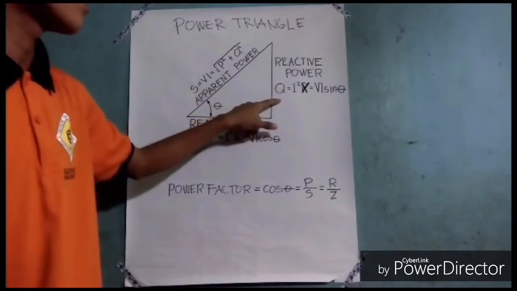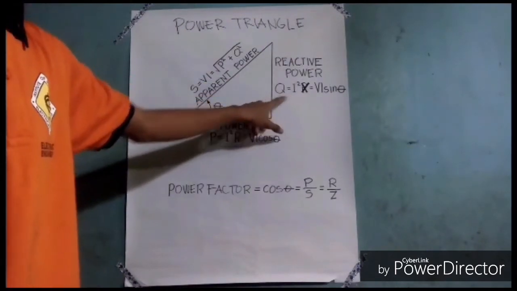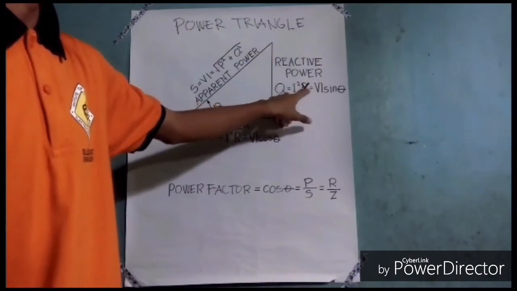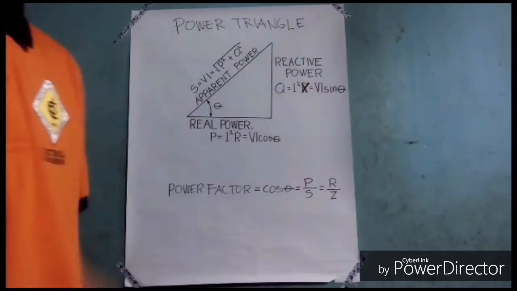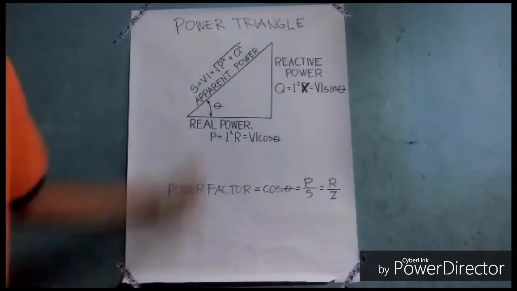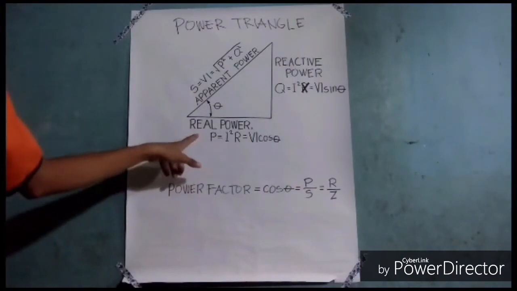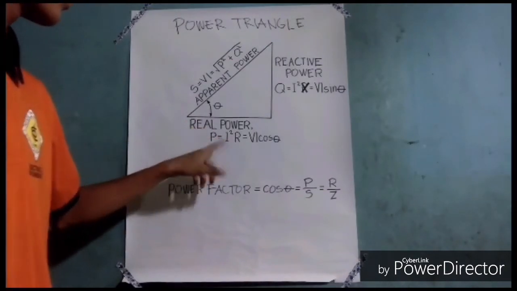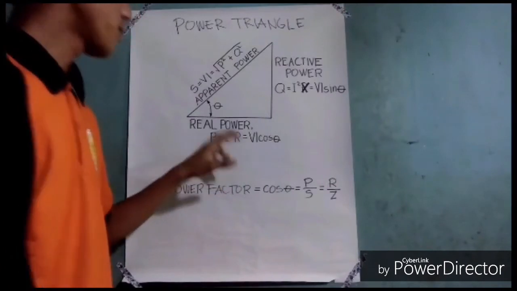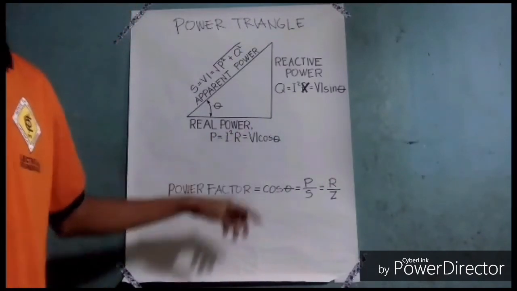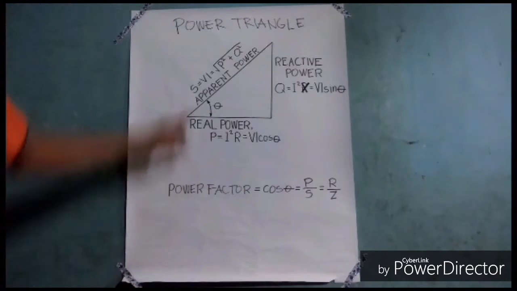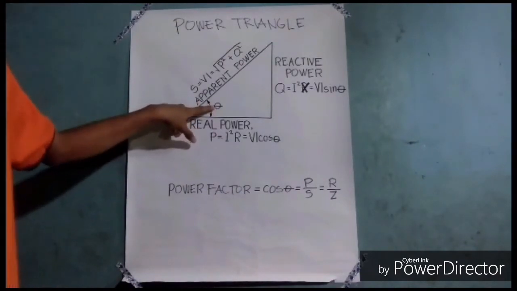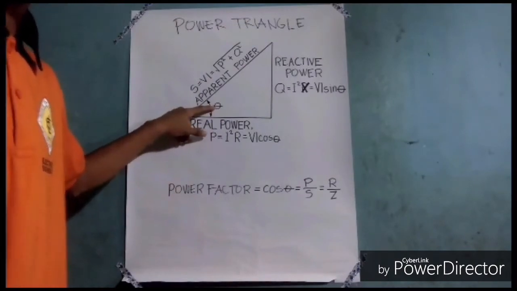And in the opposite side is the reactive power, where Q is equal to I squared X or equal to VI sine theta. And in the adjacent side is the real power, where P is equal to I squared times R is equal to VI cos theta. And this theta here is the phase angle or the power factor angle.